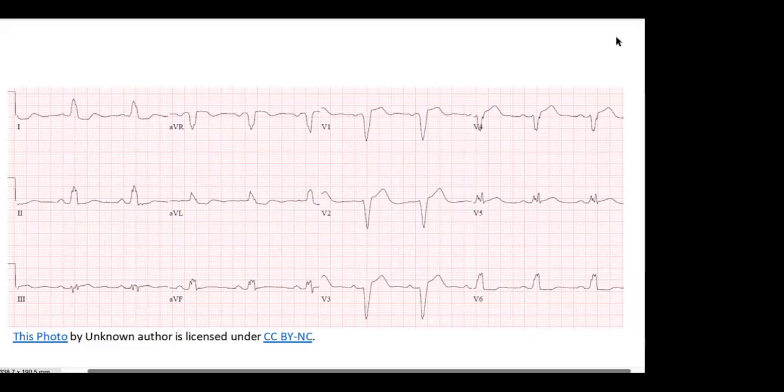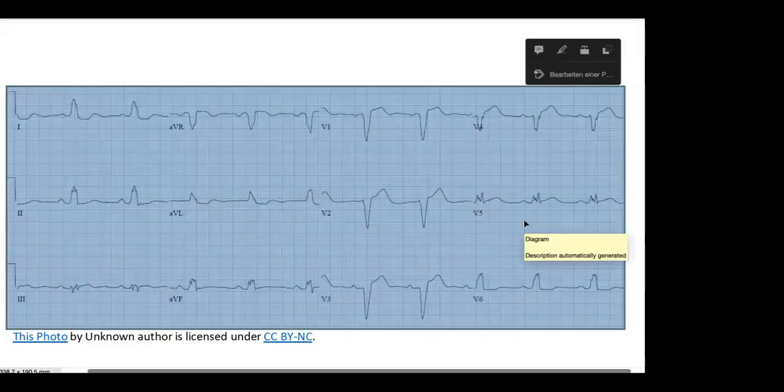No, actually, this is a false ECG. Dan, can you please go to the next one? I think this is a false ECG.